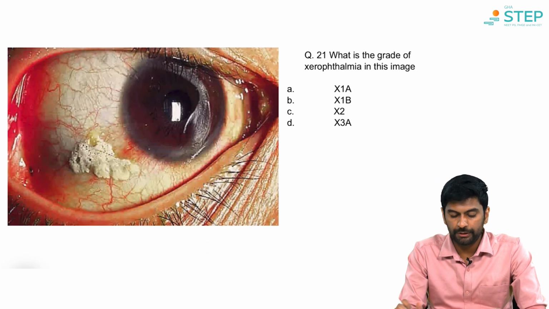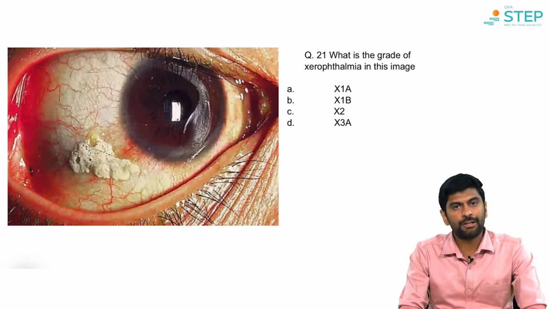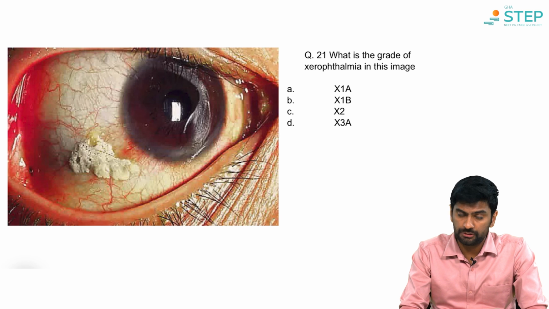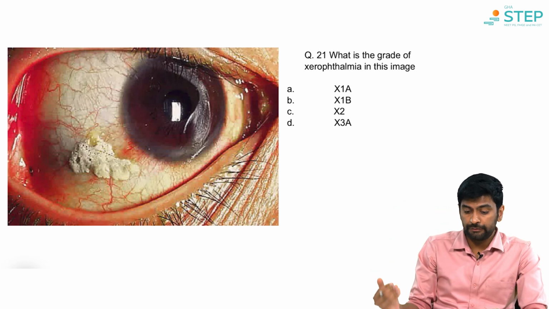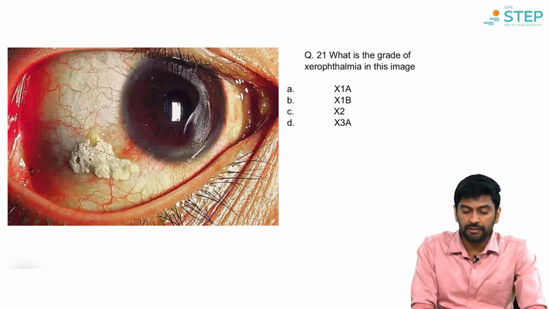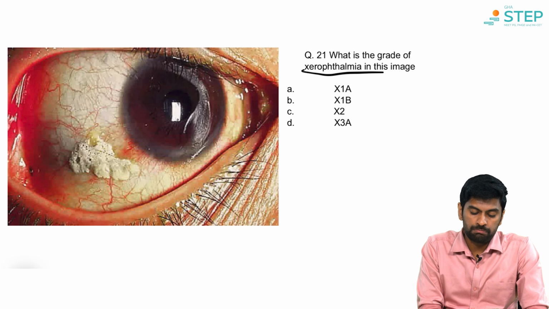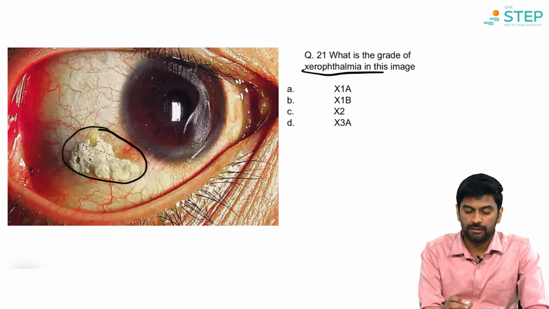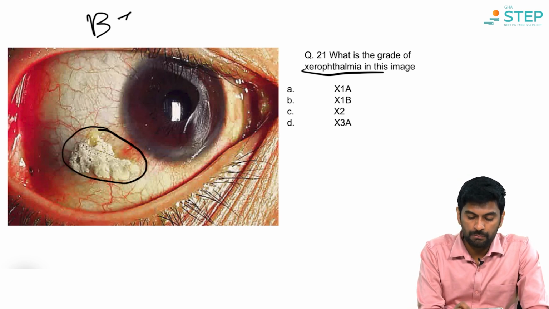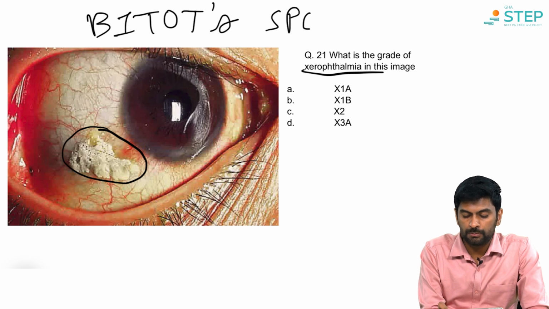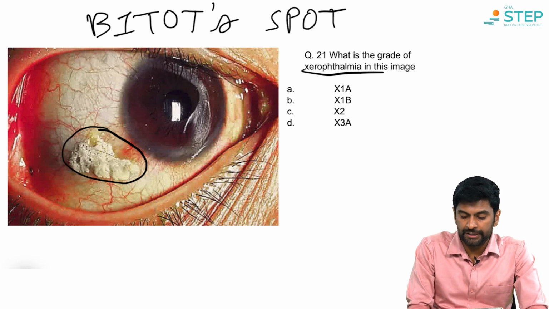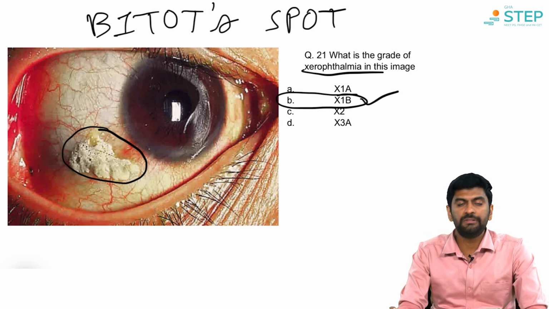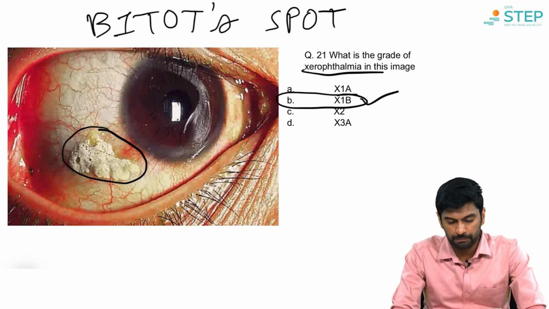Question 21. This is something that you commonly see in ophthalmology as well. There's an entire classification for this. So, what is the grade of xerophthalmia in this case? This is obviously a Bitot's spot. As per the classification, the grading would be X1B, which is option B. So, that's about question 21.